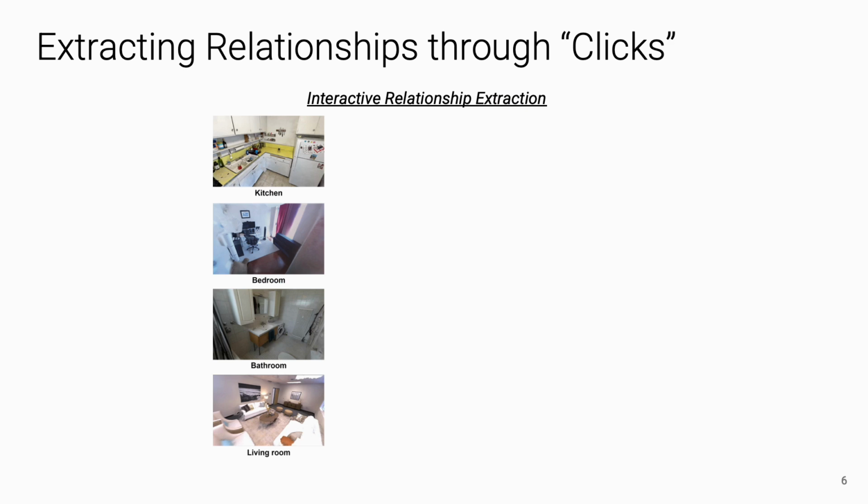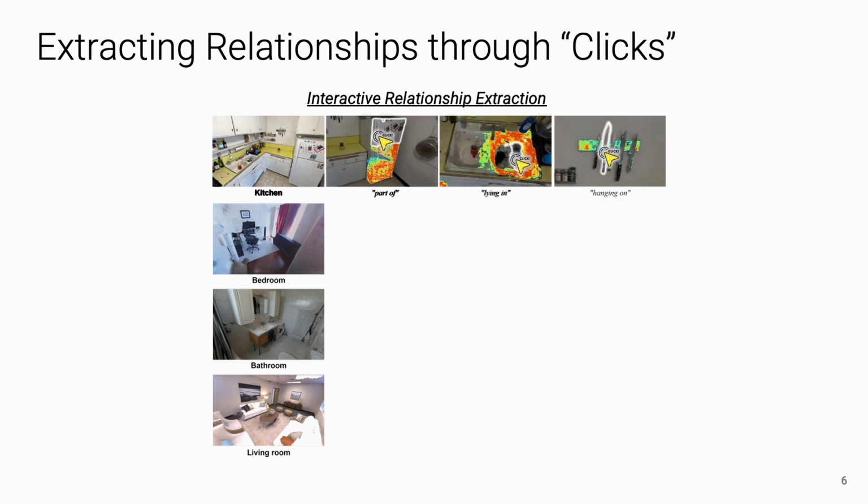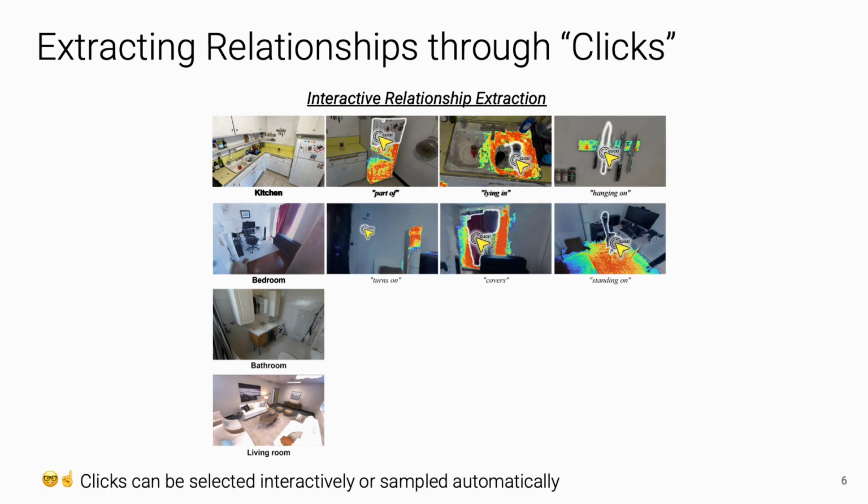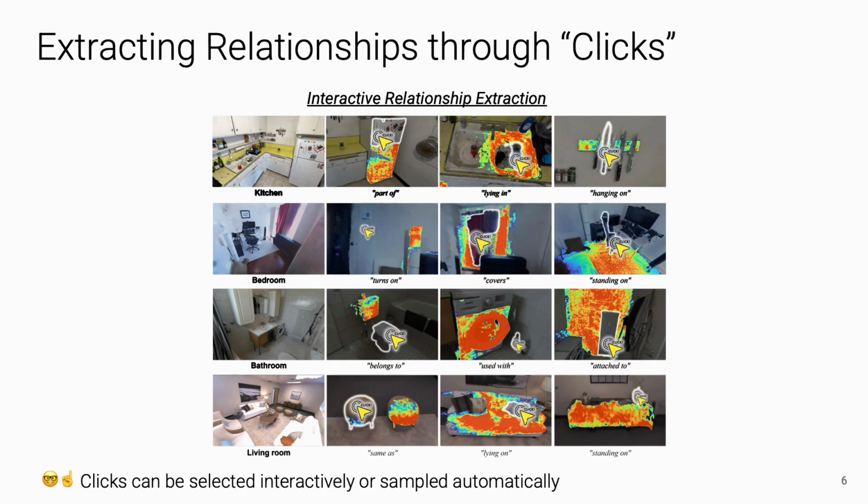But RelationField not only works on one particular scene type. Without needing to change the training pipeline at all, we can train RelationField on different scenes such as kitchens, bedrooms, bathrooms, and living rooms. Relationships can be extracted by interactively clicking objects of interest and querying their relationship. Or these clicks can be sampled automatically on the objects in the scene, together with a predefined set of relationships to be investigated. One powerful aspect of RelationField is its ability to understand functional relationships.